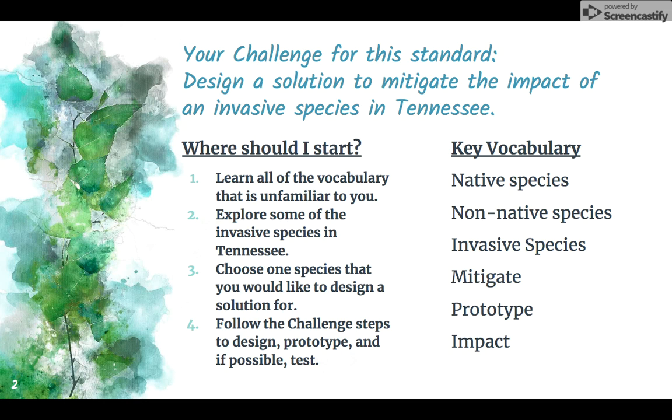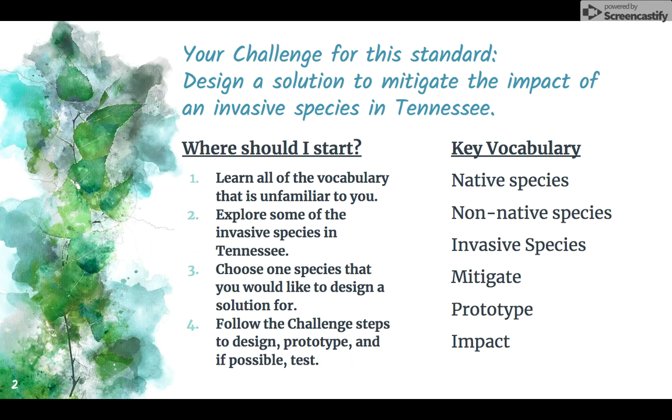One, we're going to learn all of the vocabulary that is unfamiliar to you. Two, you need to explore some of the invasive species in Tennessee. Three, we want you to choose one species that you would like to design a solution for. And four, follow the challenge steps to design, prototype. If possible, we want you to test it, at least get some feedback. And then we're going to improve, and you're going to turn in a final solution.